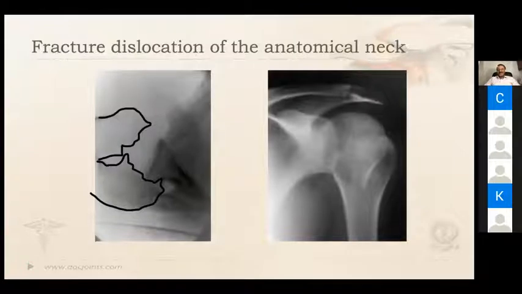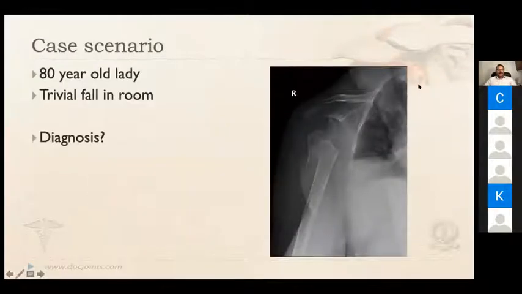Alright, so AP views can be misleading sometimes, so you have to carefully read both the views and advise for a cross-table or a scapular Y view if you are suspecting a dislocation, almost like an inverted light bulb in a posterior dislocation, but this is a fracture dislocation of the humeral head.